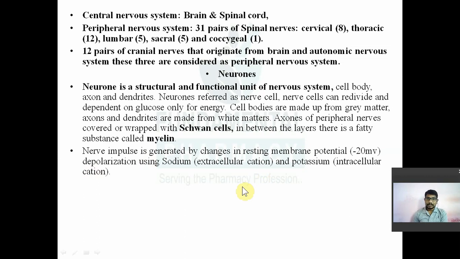Nerve impulses are generated by changes in the resting membrane potential. For example, the resting membrane potential of nervous tissue is normally minus 70 millivolt. There is depolarization when sodium enters inside the cell, repolarization when potassium leaves, or hyperpolarization when chloride goes in. Remember, nerve impulses are generated by changes in the resting membrane potential using different extracellular cations or anions.